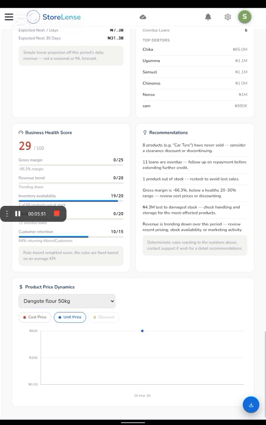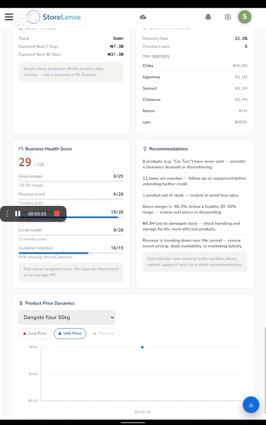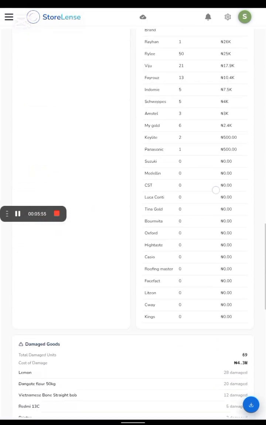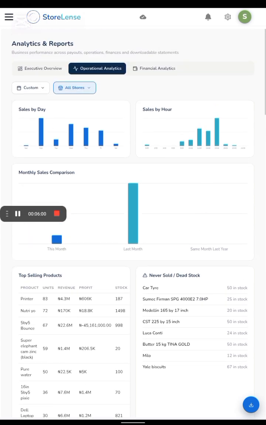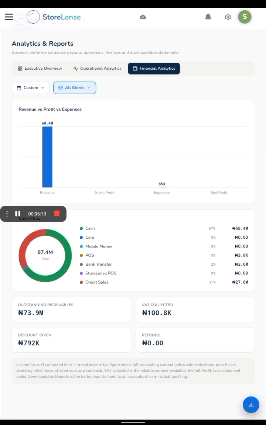So this is the analytics our software will give you for your business, and it is going to help you make operational business decisions swifter and easier. So we move into the financial analytics.